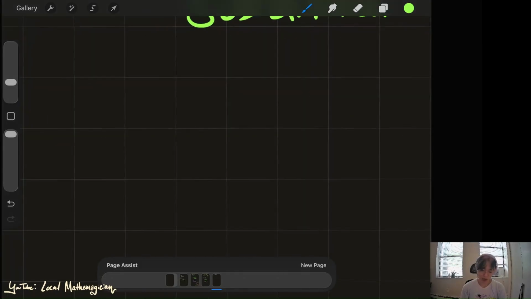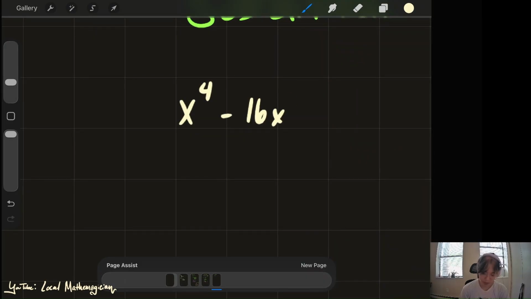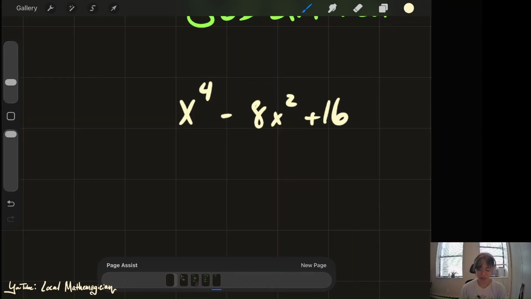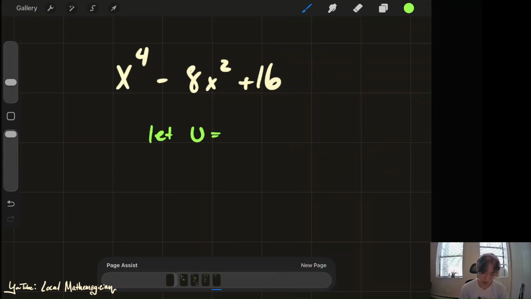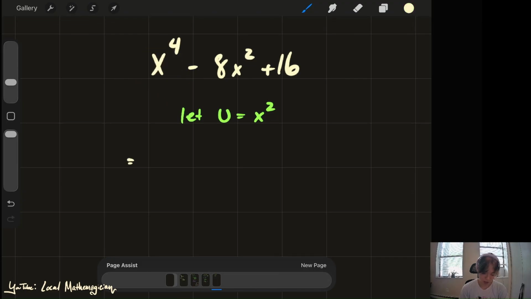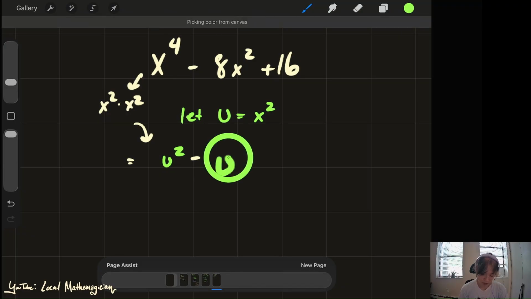It's exactly how it sounds. We go back to that piece we were just looking at. X to the fourth minus 8x squared plus 16, right? X to the fourth looks bad. I don't want to do that. And that's okay, because I'm going to say let u equal x squared to match this, the smaller one. All of a sudden, x to the fourth is x squared times x squared, which means you can write x to the fourth in terms of u as u squared minus 8u plus 16.